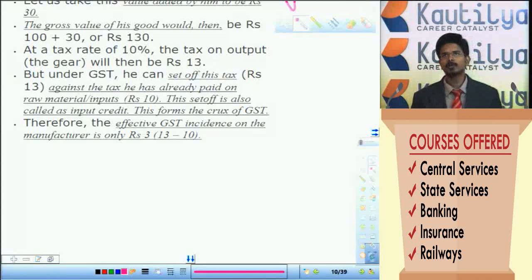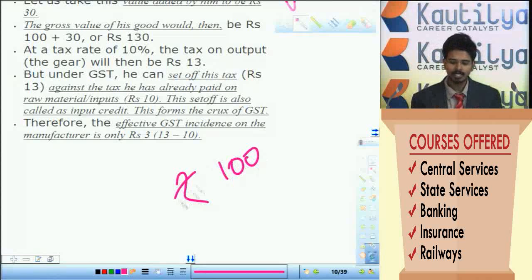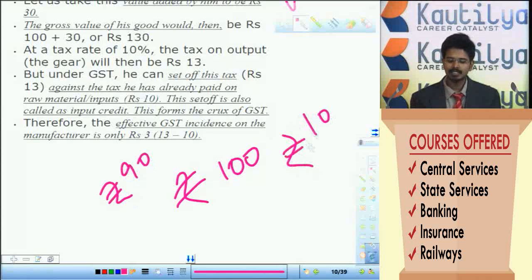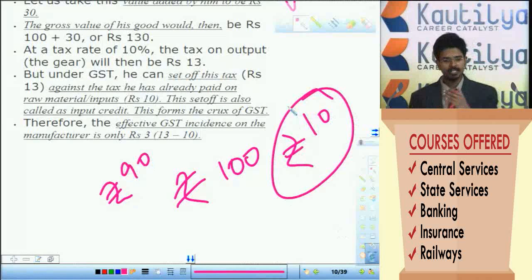I hope now you can understand. First he got it for 100 rupees. In this 100 rupees, 90 rupees is for the product and 10 rupees is the tax. This tax he has already paid on the raw materials, right? But if there is no goods and services tax, what is happening is he has added a value of 30 rupees, right?